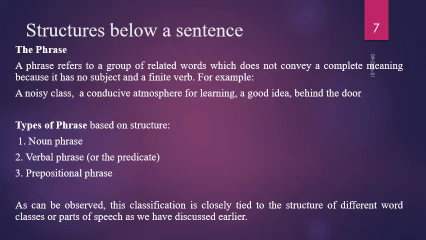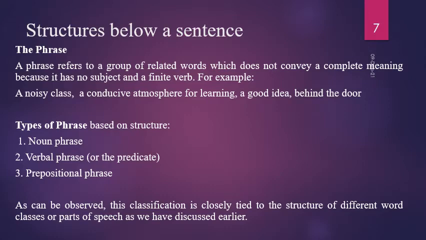First, we are looking at the types of phrases based on structure. First, we have the noun phrase. We have the verb phrase or the predicate. And 3, we have the preposition phrase. A noun phrase is a group of words which function as a noun.